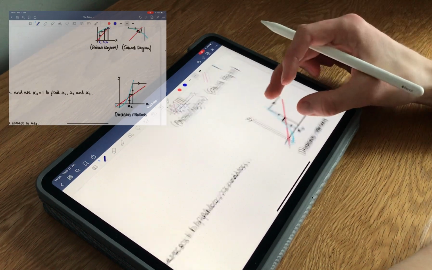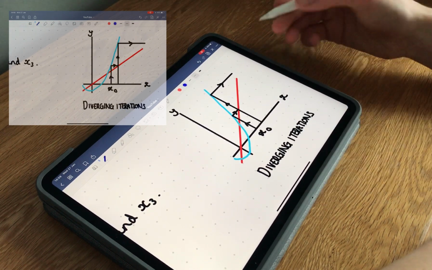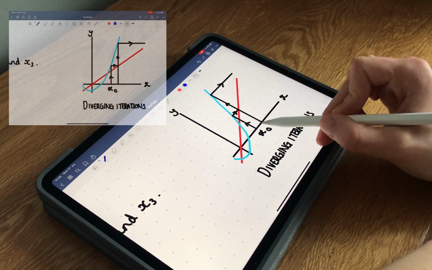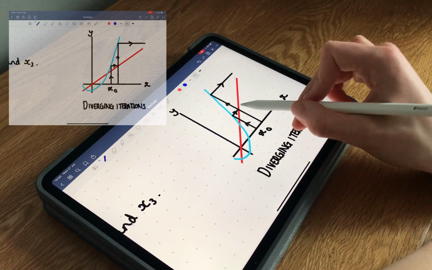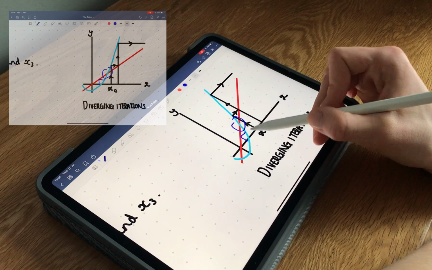However, it doesn't always work. Sometimes if you start with the wrong value, you might end up diverging from the root. So for example here, because we started this side, it's just going to keep getting further and further away from the root. Whereas if we started here, it would get closer and closer.